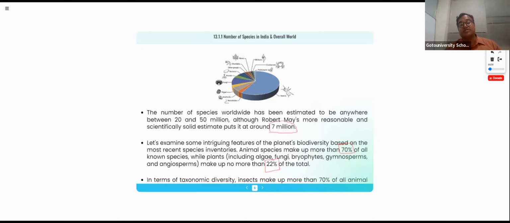So if you're talking about 70% of the species count, it is much more in the case of animals than plants. What does it indirectly indicate? Animals are in first place. What could be the reason? If you examine this information in detail, we come to know that among all the animals, insects are in first place in terms of diversity.